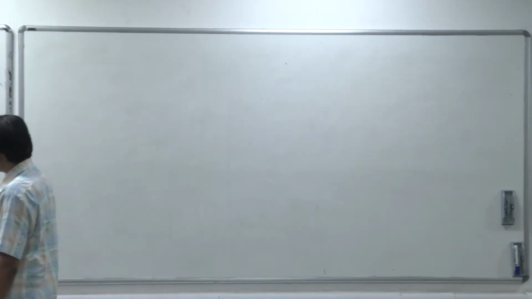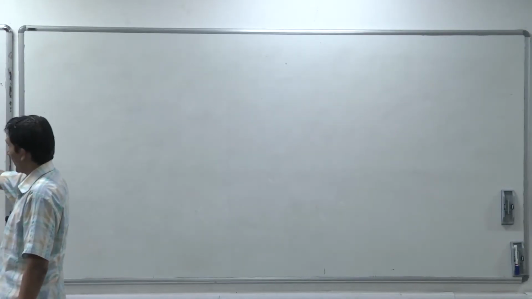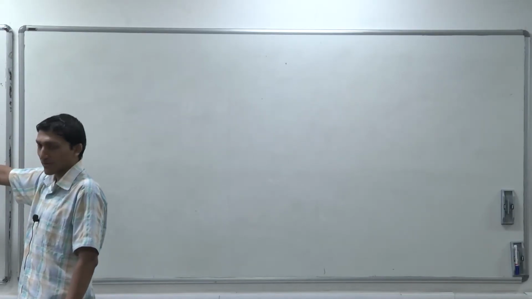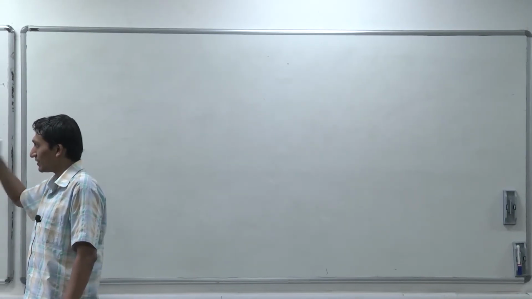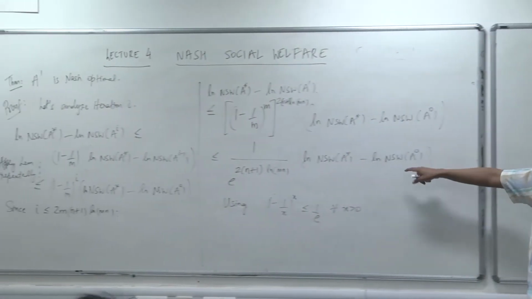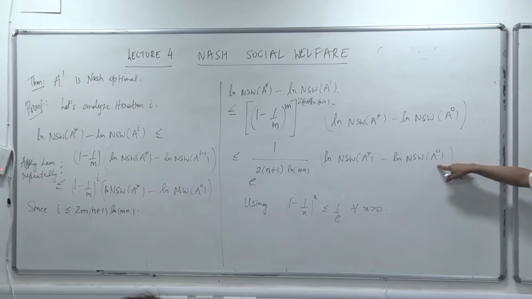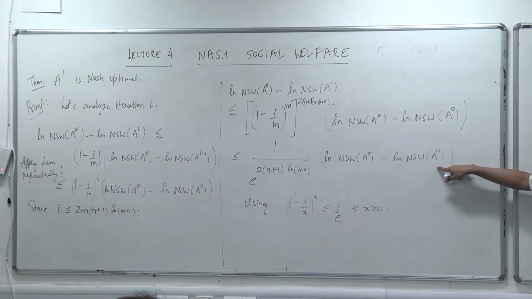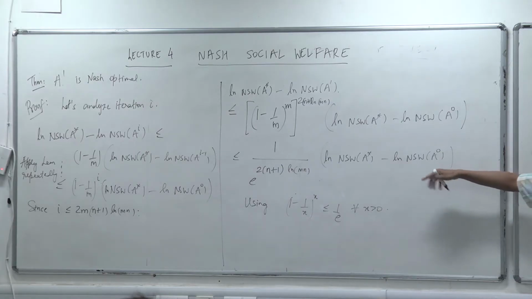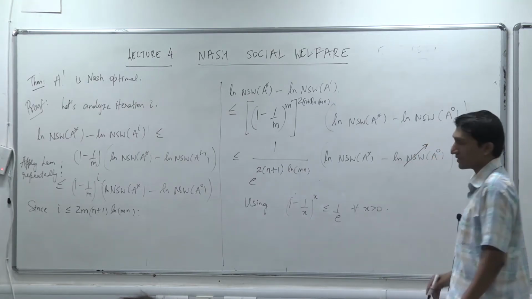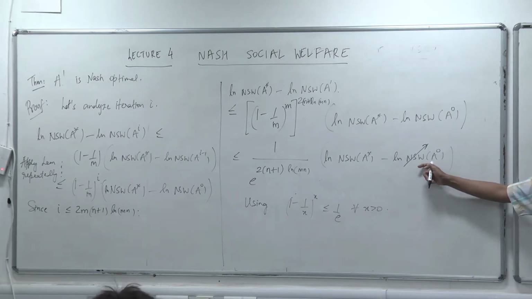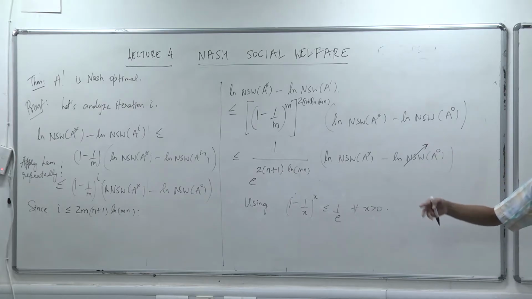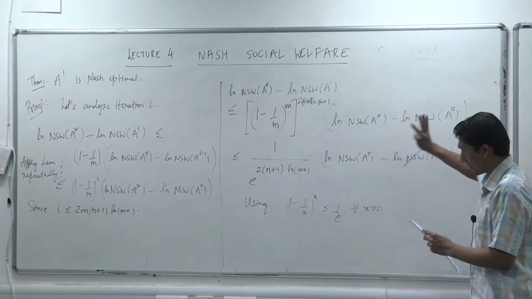Okay. I don't like this term here, so I want to get rid of this. Can I do that? Is log of NSW of A0 at least 0? Yes. Right? So, in effect, it's saying that the NSW of A is at least 1, right? Which we can assume. Maybe our suboptimal allocation had a non-zero Nash welfare. So, fine. Okay, so I'm going to get rid of this term here.